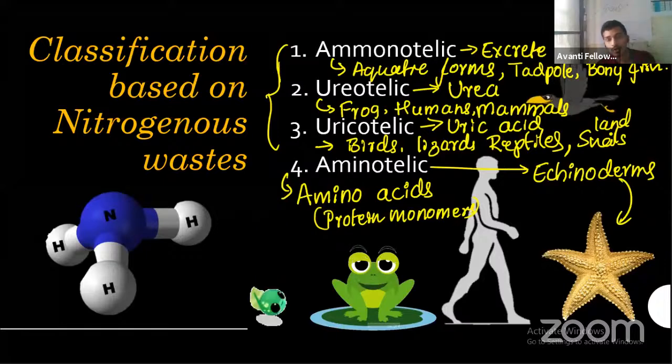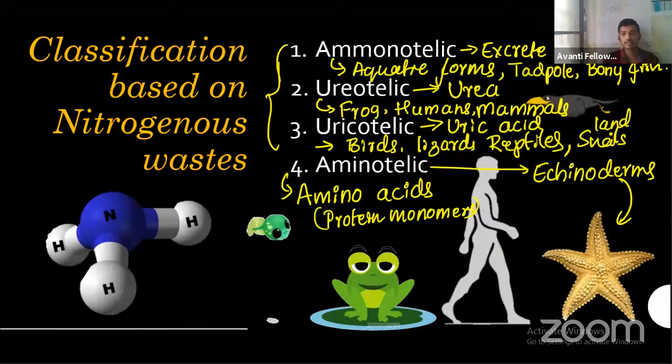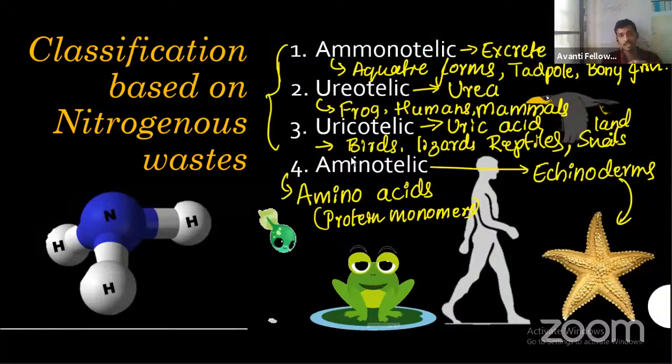Yes. So four things we discussed: ammonotelic, that means excreting ammonia, present in aquatic forms; ureotelic, that means excreting urea, present in humans and mammals; and uricotelic, excreting uric acid, present in birds, lizards, reptiles. They need little water, a little less water. Aminotelic is completely different, only observable in the echinoderms. Okay, amino acids, protein, amino acids, correct.